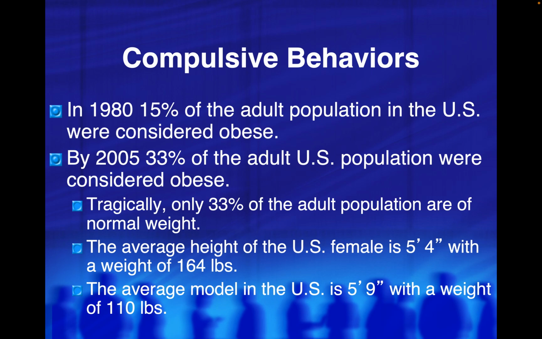In 1980, 15% of the adult population in the United States were considered obese. By 2005, 33% of the adult U.S. population were considered obese. Tragically, only 33% of the adult population are of normal weight. The average height of the United States female is 5'4", with a weight of 164 pounds. The average model in the United States is 5'9", with a weight of 110 pounds.